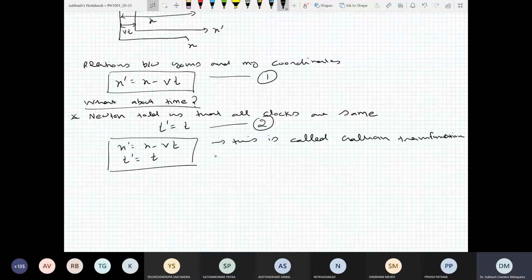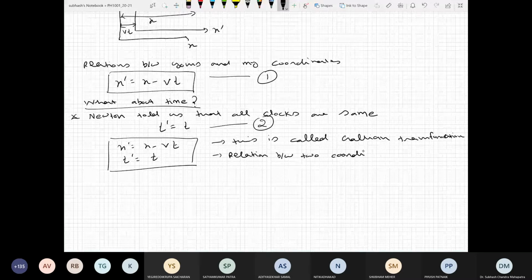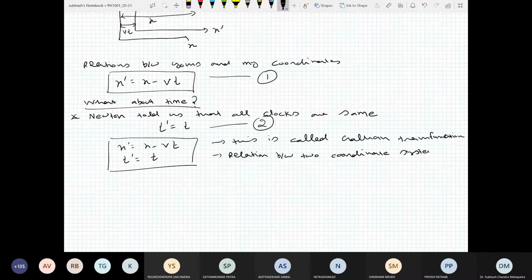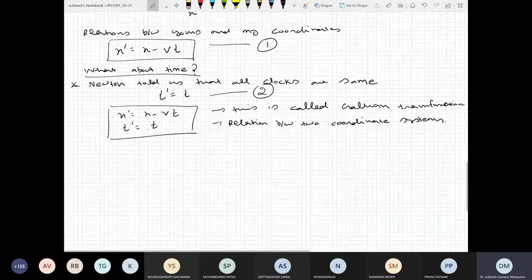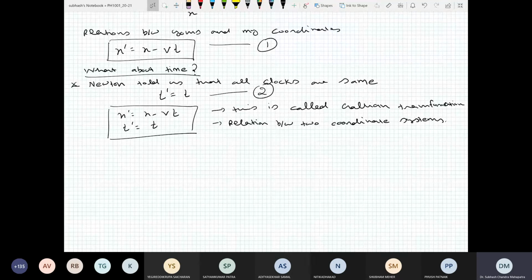So it's a relation between two coordinate systems. Okay. Now analyze the light ray. How the light moves. Suppose you are sitting at your home and you have one laser light and you switch on that laser light. What is the velocity of the light?